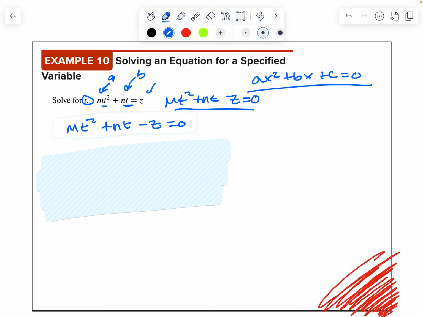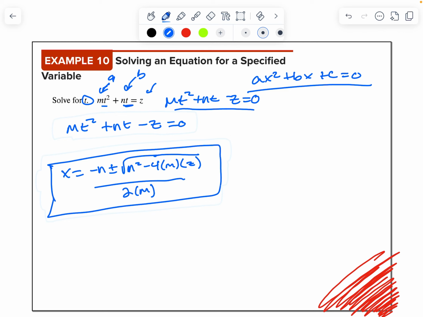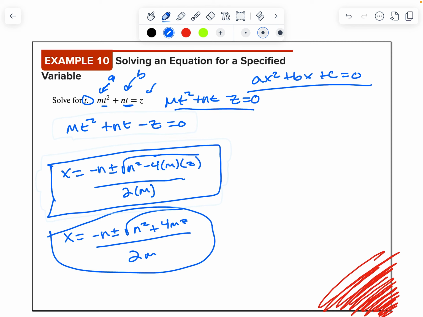So get the whole thing equal to 0. Sub your a, b, and c into the quadratic equation. That should be a negative z here. With the negative z there, that's going to make that plus 4mz. And that's actually all you can do there. You can't go any further. There's no way to combine any like terms. There's no numbers that we can sub in to find a better answer. That just is the answer that we have.